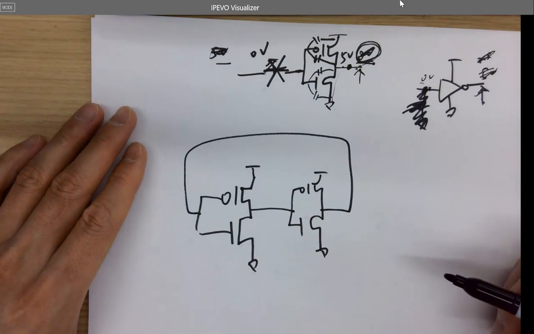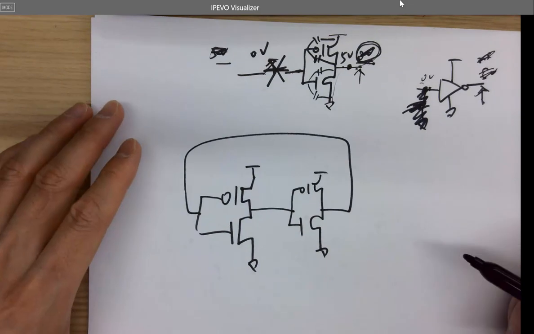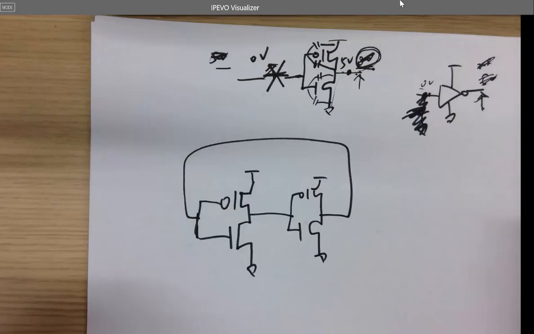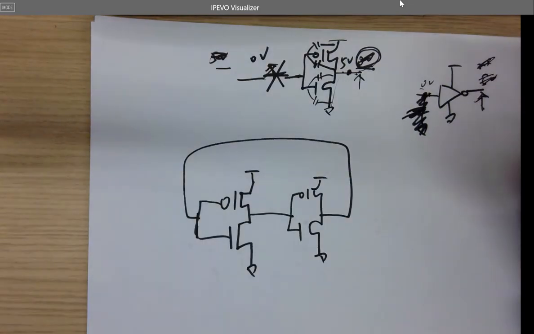It's like an even number of inverters forming a ring oscillator, but it's not oscillating. So it's the latch. This is the latch. So why is this the latch?